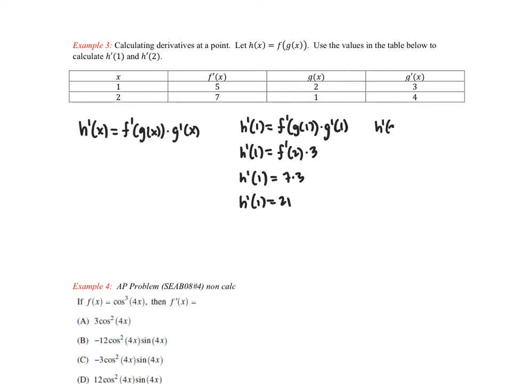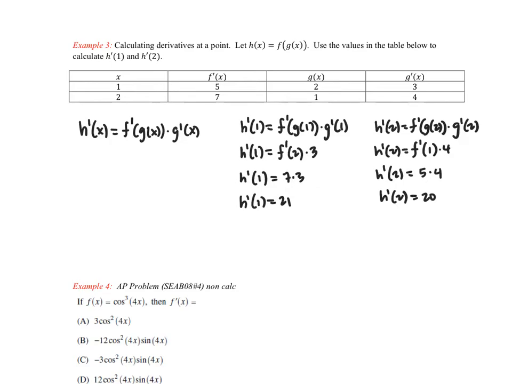Okay, h prime at 2 will be f prime of g of 2, excuse me, times g prime of 2. H prime of 2, therefore, is f prime of g of 2, which is 1, times g prime at 2, which is 4. Since f prime at 1 is 5, then h prime at 2 is 20.